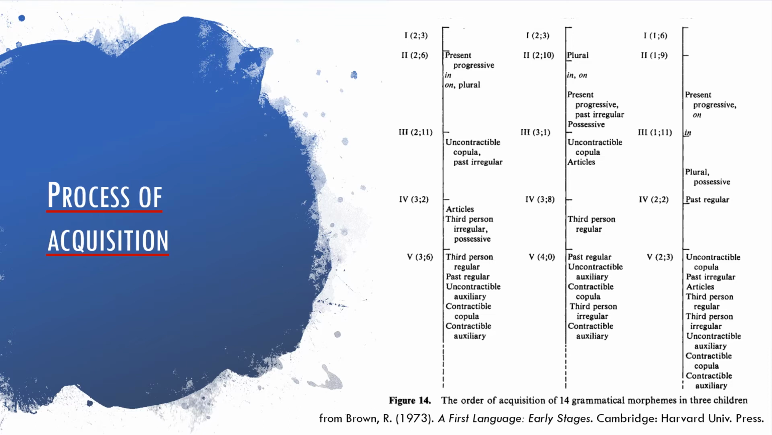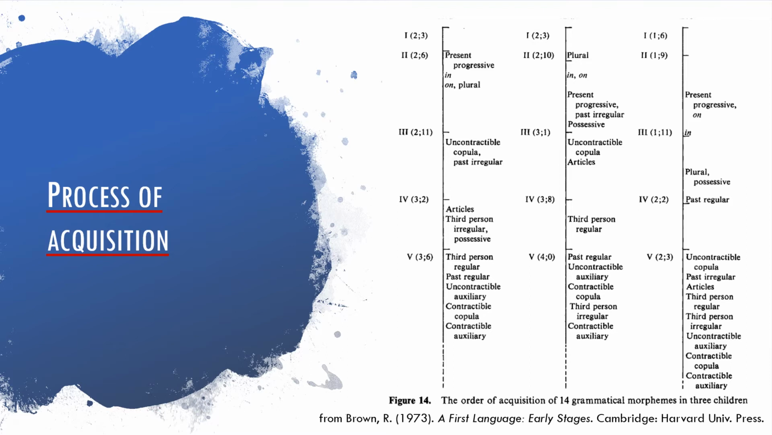The first column describes this order for the first child. We can see that at the age of 2 years and 6 months, the child started to use the present progressive, and shortly afterwards also the prepositions in and on, and the plural suffix s. Only when the child was 3 years and 6 months, it started to use the third person singular s, and also other grammatical functions such as past regular ed, and so on.